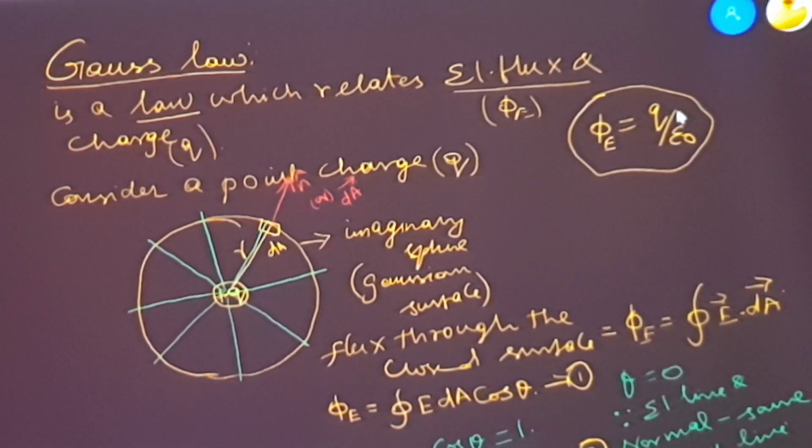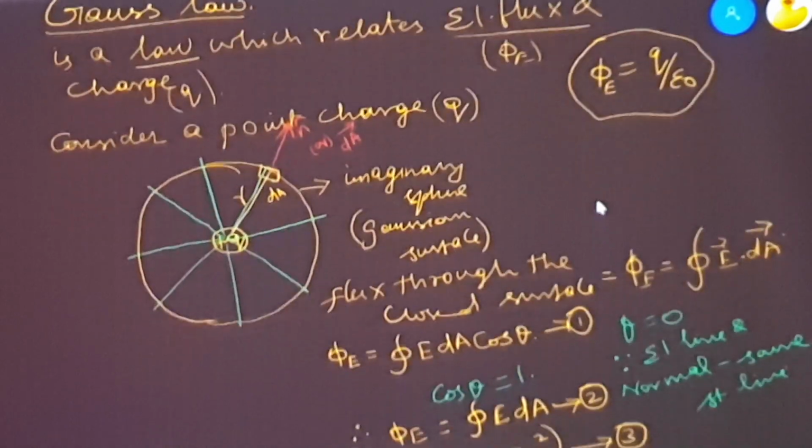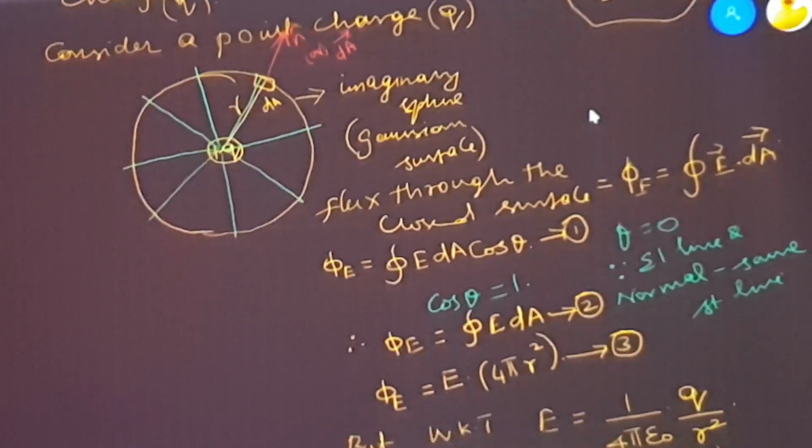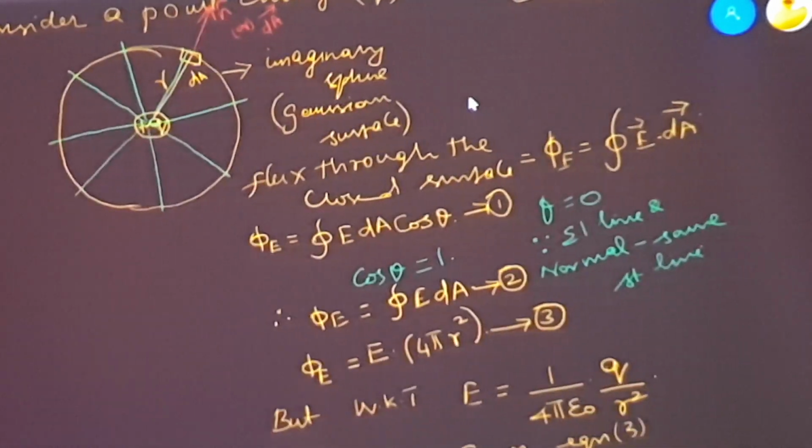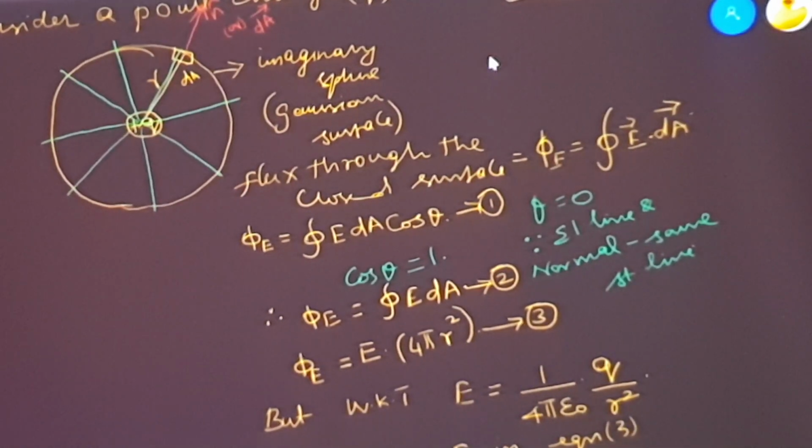So, in order to derive this value, what have I done? Consider a point charge Q. So, I have taken a point charge plus Q. Now, in order to determine this flux, around this charge, I have considered an imaginary surface. That imaginary surface is a spherical surface, and we are calling it a Gaussian surface, which is a purely imaginary surface.